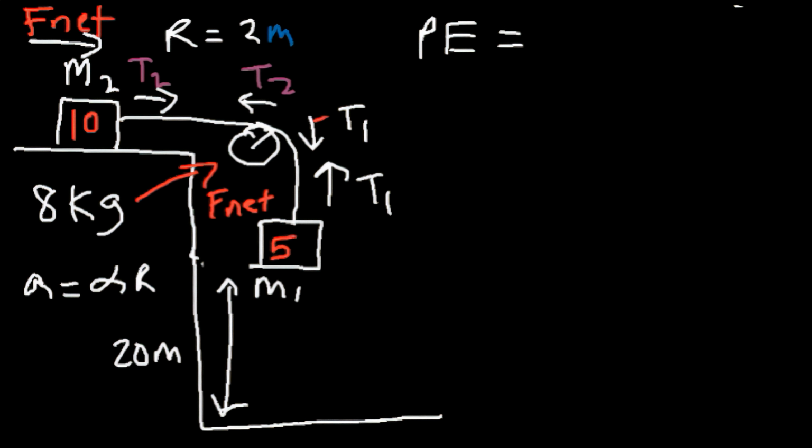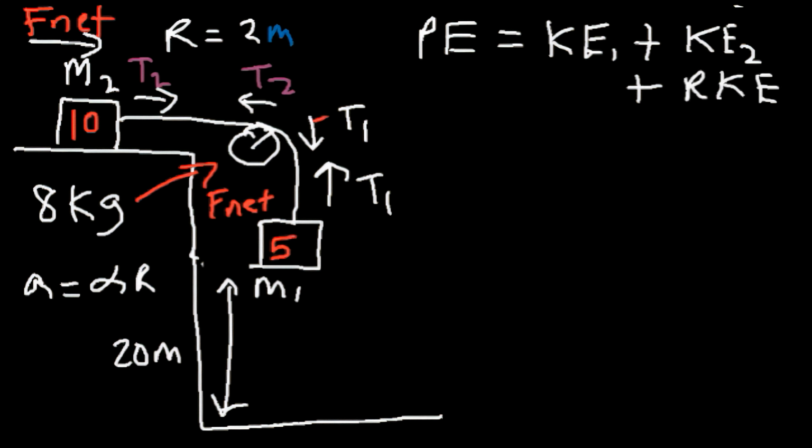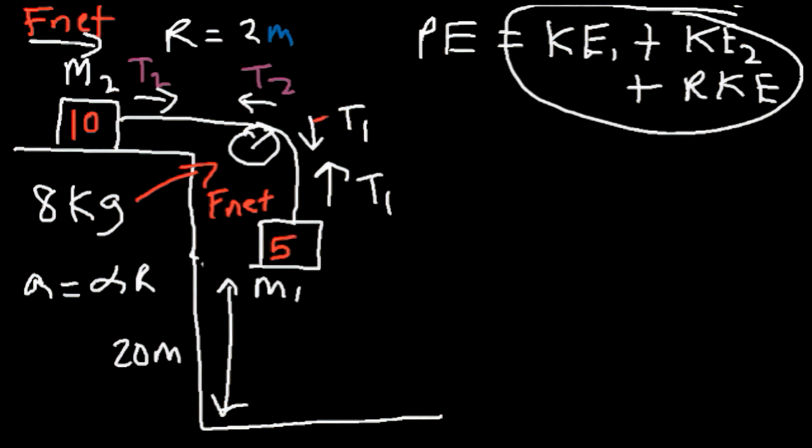So the gravitational potential energy of block 1 is going to be equal to the kinetic energy of block 1, because as it falls down, it's going to be moving. Any object that moves has kinetic energy. Block 2 is going to have kinetic energy because it's moving forward, and the pulley will have rotational kinetic energy as it begins to spin. So all of the potential energy stored in block 1 is going to be converted into these different forms of kinetic energy.